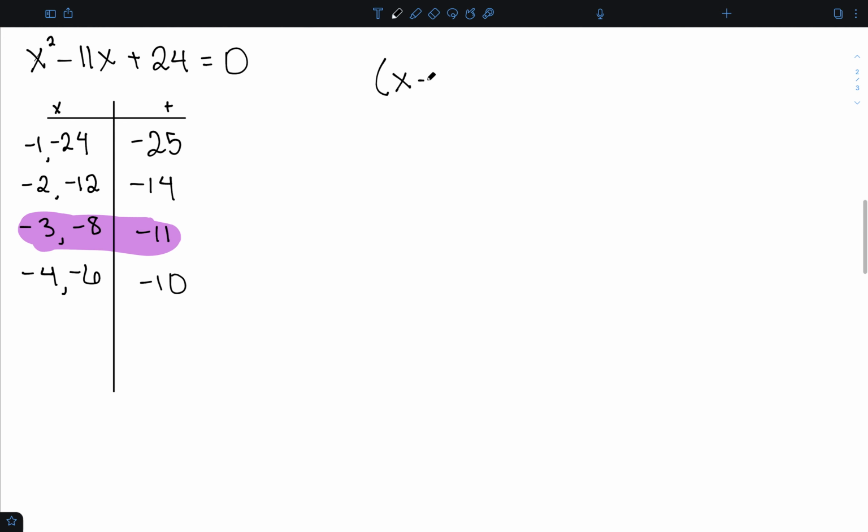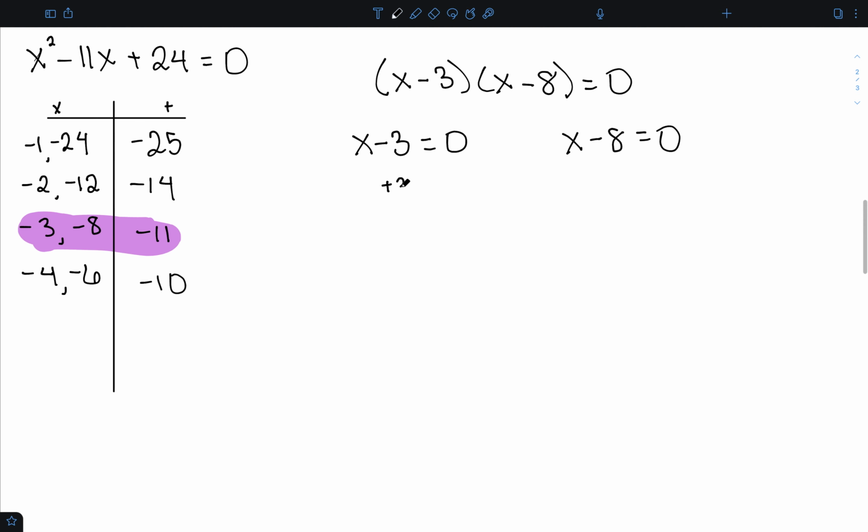I can rewrite this problem as x minus 3 times x minus 8 is equal to 0. So now I have it as a product equal to 0. That means one of the pieces has to be 0. Either x minus 3 or x minus 8 is equal to 0. For the first one, I can add 3 to both sides and get x equal to 3. And for the second one, I can add 8 to both sides and get x equal to 8. So I have two solutions for this problem. Either x is equal to 3 or x is equal to 8.